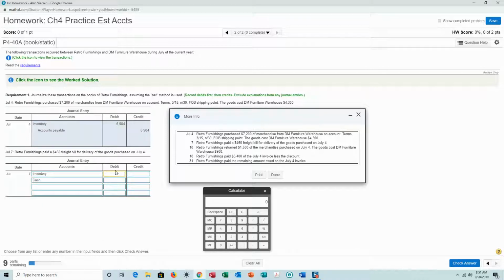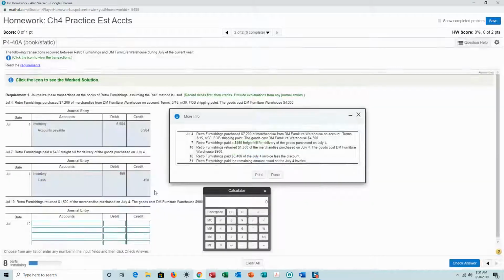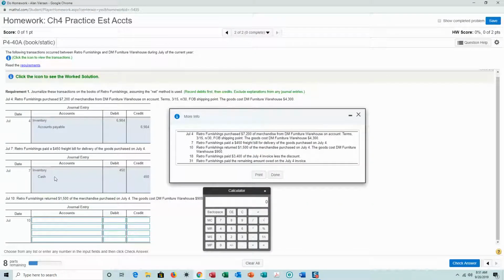And what I like to do is I like to recognize what the transaction is and put in what is the debit and what is the credit even before I calculate the amount. Okay, in this case, it's just given to us. But the idea is I said, okay, we have to pay for the shipping. That's a debit to inventory, a credit to cash. And then I look to see if I have to calculate. No, they just gave it to me.